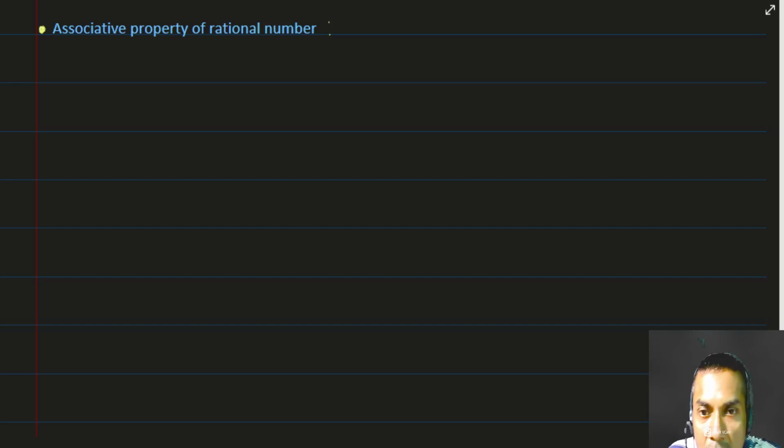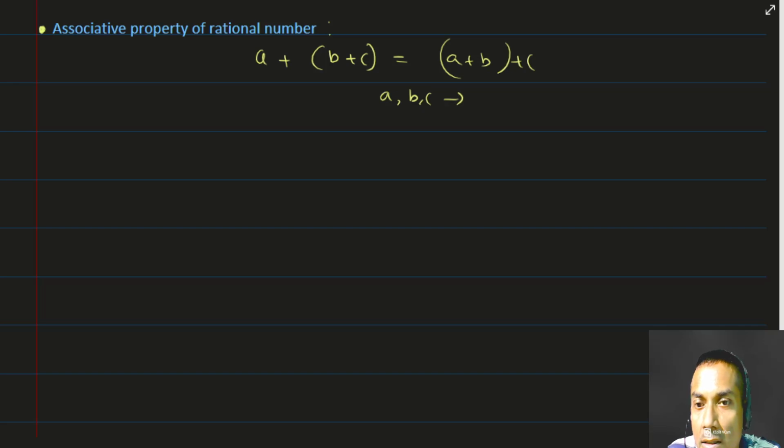Now here we discuss the associative property of the rational number. Associative property is like that a plus (b plus c) is equal to (a plus b) plus c, where a, b, c all are rational numbers. It means change of the group. Association means grouping. They change the group.